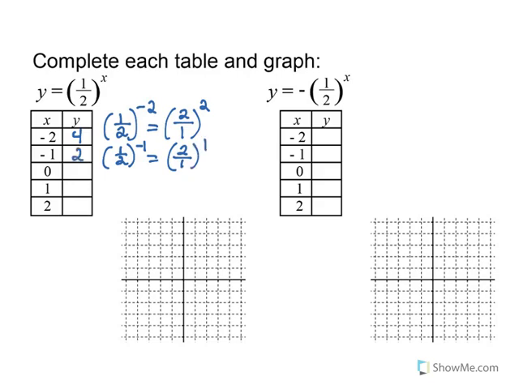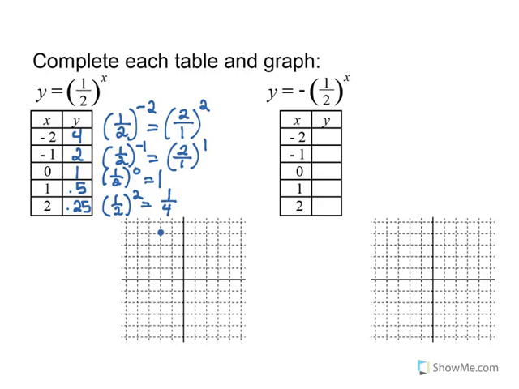So that's a 2. And then when I do 1/2 to the 0 power, well, anything to the 0 power is 1, so this is a 1. And then if I do 1/2 to the first power, I get 1/2 or 0.5. And if I do 1/2 to the second, that's 1/4. So that's 0.25.